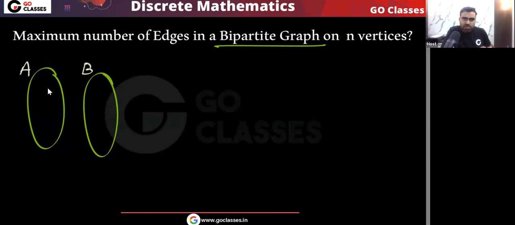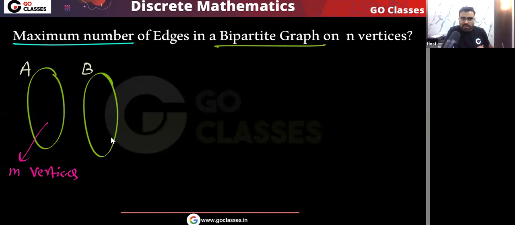Now I don't know which situation will give me the maximum number of edges. Do you agree with me? How many vertices should I put here, and how many should I put there? I don't know which situation will give me the maximum number of edges. So let me put m vertices here.